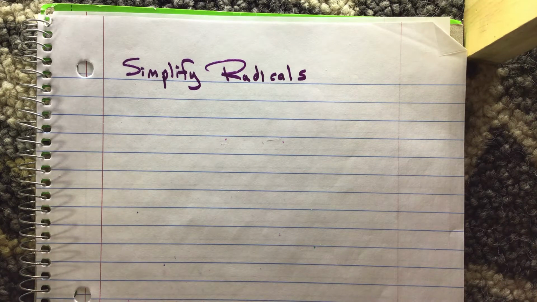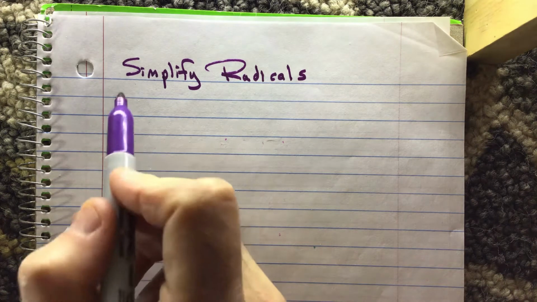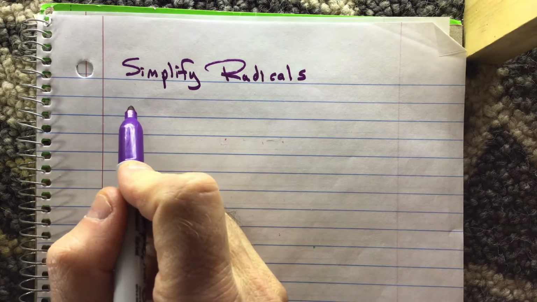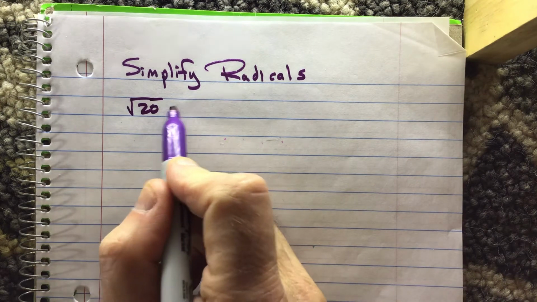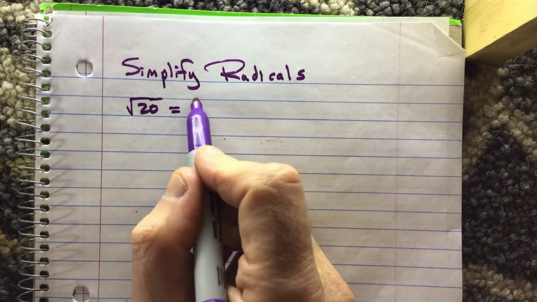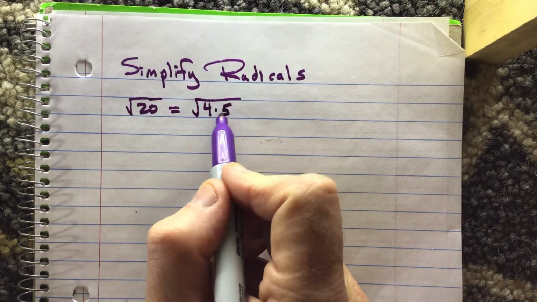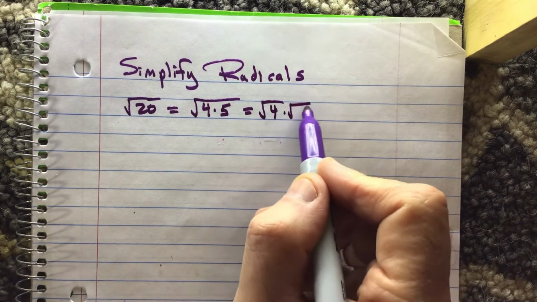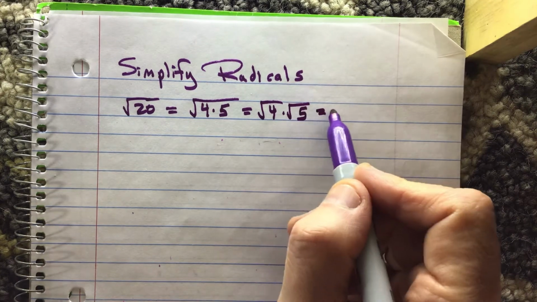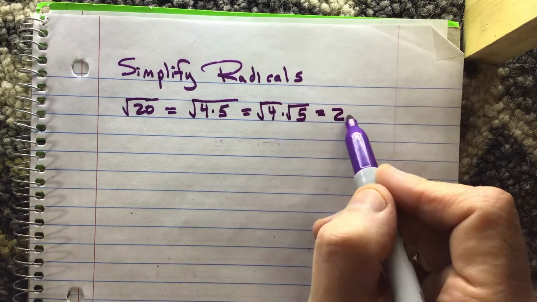Simplify radicals. This is a continuation from the last video. Just to remind you, in the last video we were talking about stuff like the square root of 20 and just reducing that. Instead of calling it the square root of 20, we can call it the square root of 4 times 5, and that can be broken up into two separate radicals. Square root of 4 times the square root of 5, and square root of 4 is 2 because it's a perfect square, so we have 2 square root of 5.